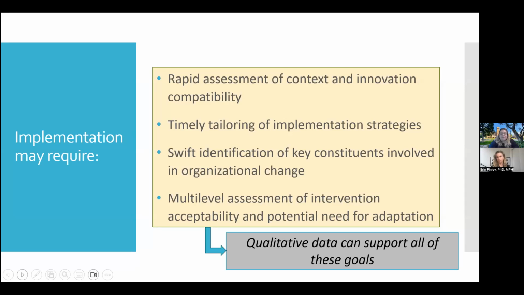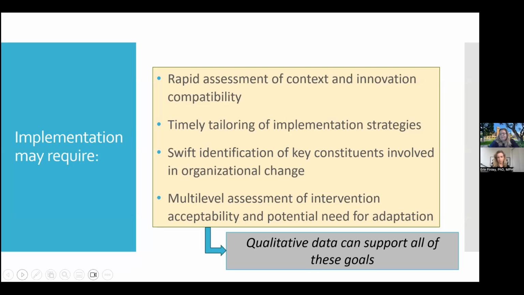This is not meant to be a comprehensive list of all of the reasons why we might use qualitative methods, but certainly some of the key reasons why we might use these methods. And we want to focus today on focus groups. We have focused in prior sessions on individual interviews, ethnography. So again, those links are available to you at the end.